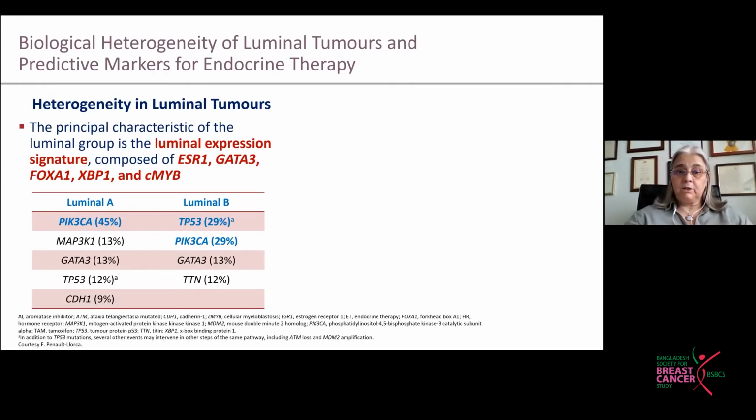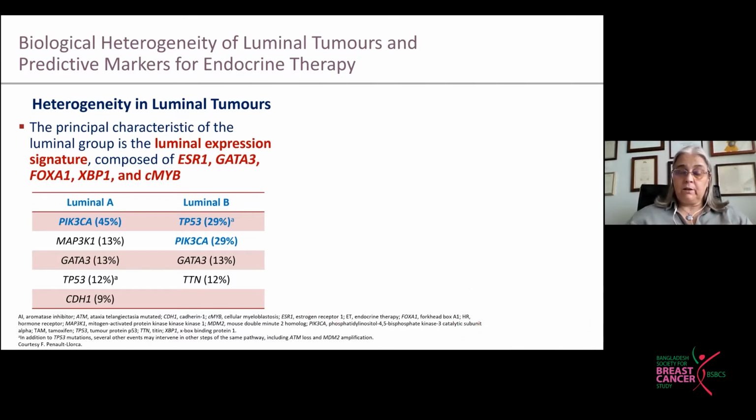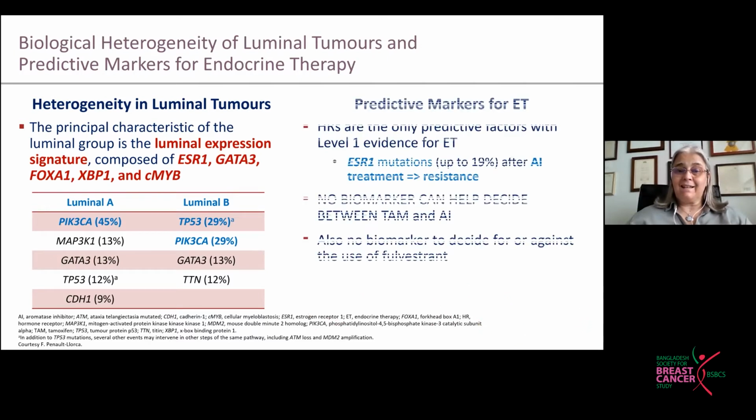These tumors are known to have certain alterations, the most frequent ones being those related to the PIK3CA gene. This happens both in the so-called luminal A and luminal B. There is also an alteration called ESR1, mutations of the estrogen receptor that have been linked to resistance to aromatase inhibitors. However, these mutations are not yet ready for us to use in clinical practice.